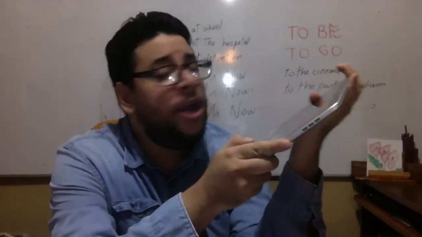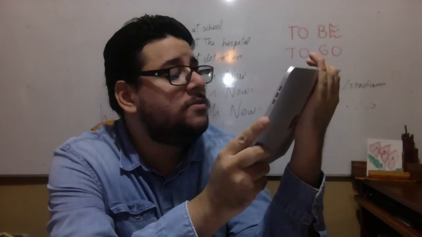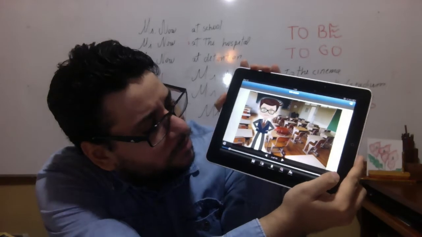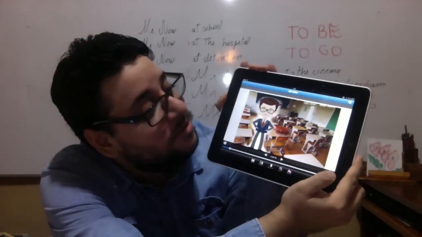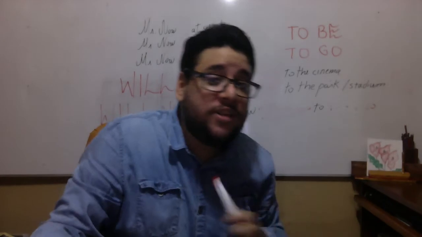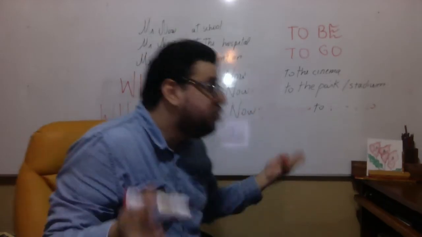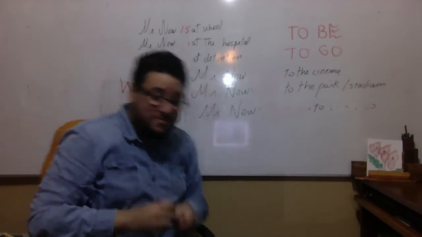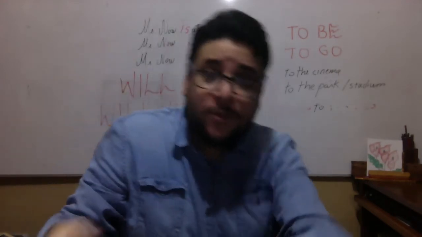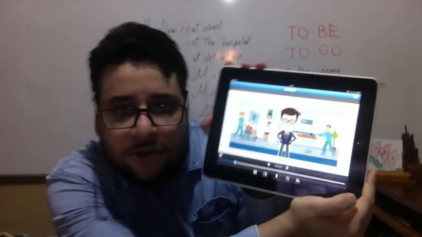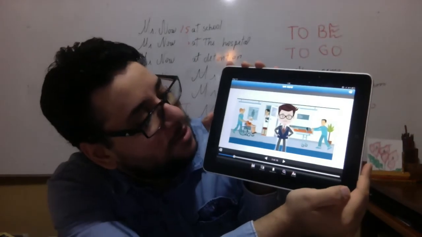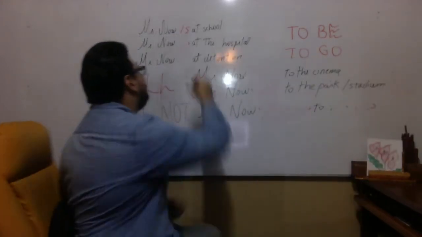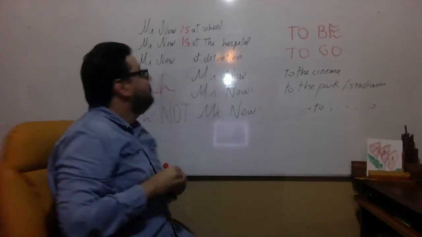We have various situations for Mr. Now to be at. In this situation, where is he trapped? It looks like a school. So how do we write that using the present tense? Mr. Now is at school. Let's use another situation. Where is Mr. Now trapped here? Yeah, it's a hospital. So right, Mr. Now is at the hospital.